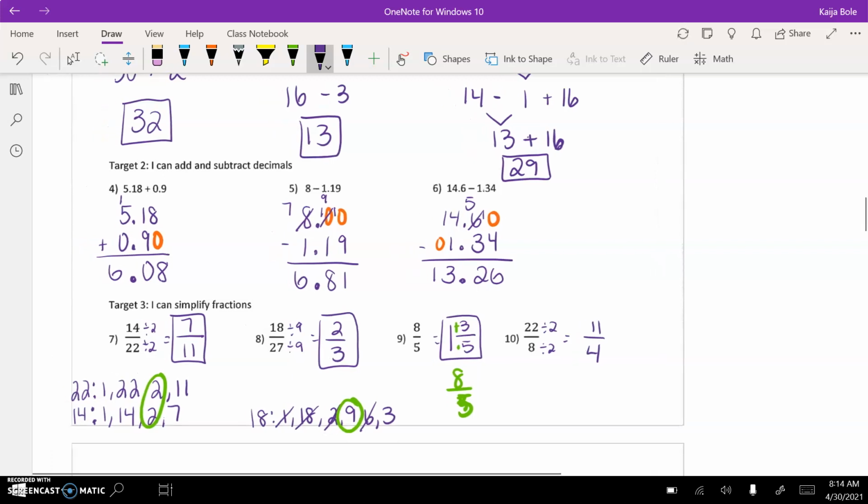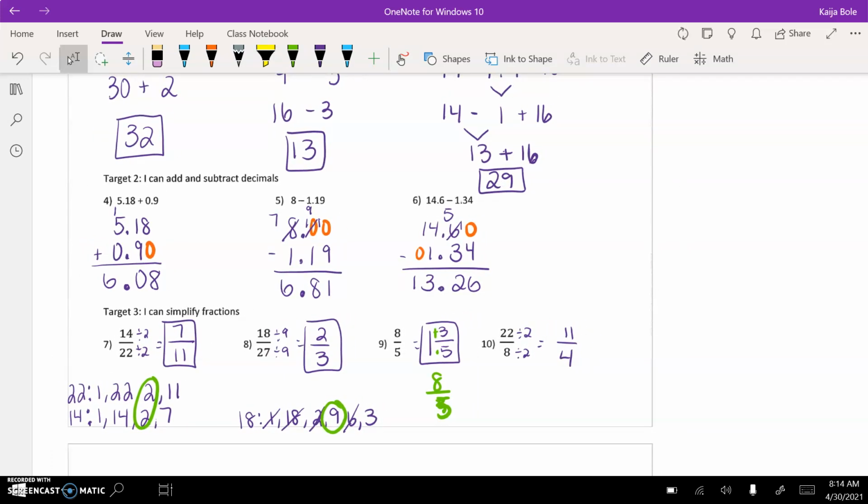All right, so I know that's kind of long, but that's all for the 2-column notes for this review unit.